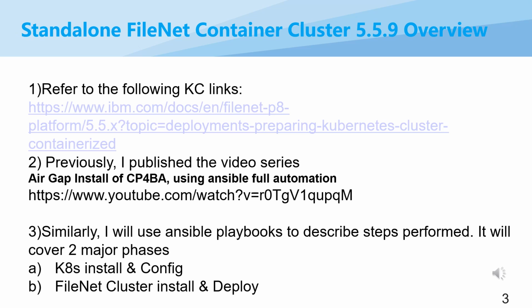Okay, let's check the standalone FileNet 5.9 container overview. I mainly refer to the following Knowledge Center link, and I will also attach that link to the YouTube video. Previously, I also published the video series on air-gap install of CP4BA using Ansible for automation. And in this series, similarly, I will use Ansible playbook to describe the steps I performed.